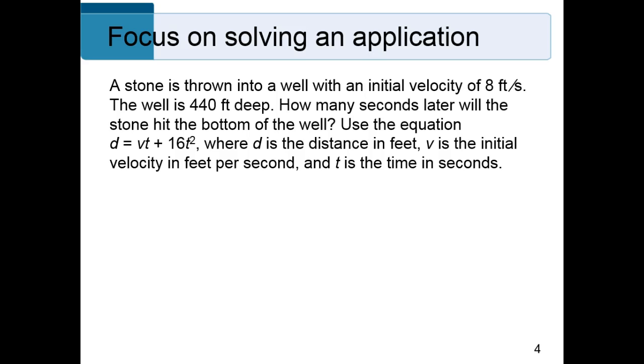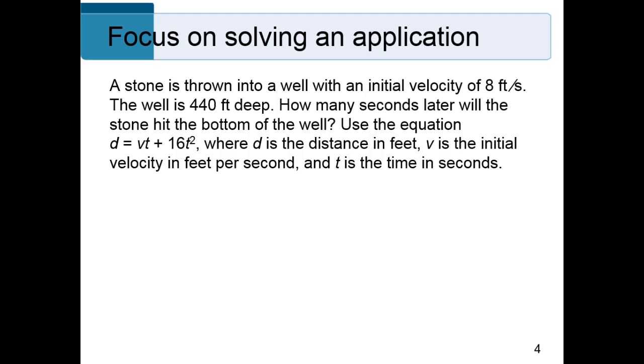Now it says, here's the equation. You see, they use t for time too. Where d is equal to v, I usually use v0 for initial velocity, t plus 16t squared. Okay? Now, where d is the distance in feet, so there's the distance in feet. V is the initial velocity. There's your initial velocity. T is what we're looking for, how many seconds.